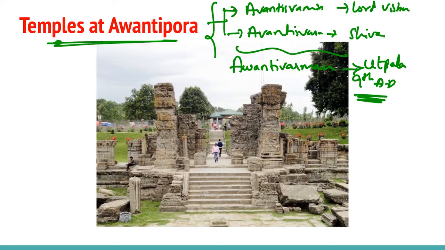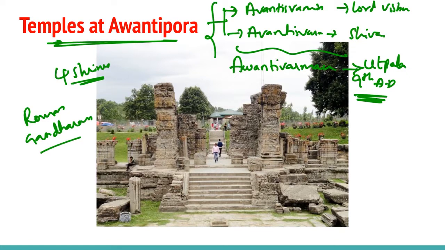The temple is inside a paved courtyard, and it has 4 shrines in its 4 corners. The gateway has 2 chambers, and it is carved out eloquently. Roman and Gandharan influence is clearly seen in the temples of Avantipura.